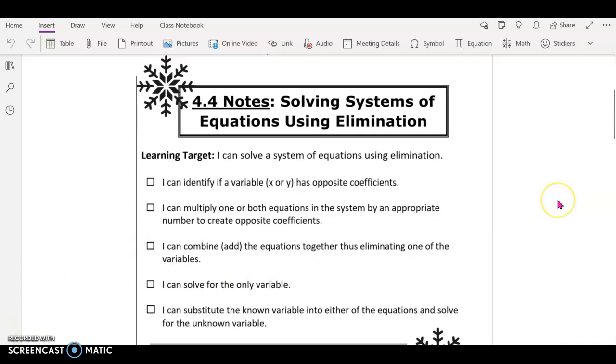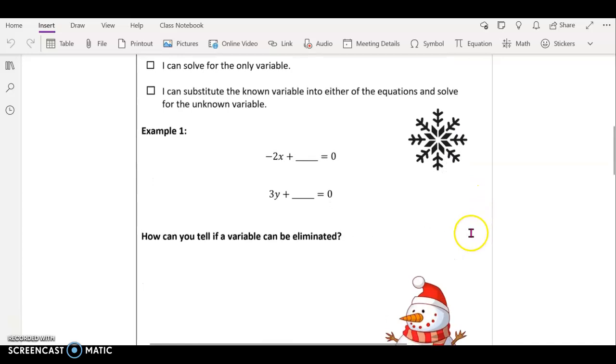So here's our learning target for the day. We're going to be able to solve using the elimination method. So that's the part that's different. We're using a different method. And this time it's going to look a little different. We're still going to do it algebraically like substitution, but we don't have to substitute as much, and you'll see why. Okay? So let's go down and look right here at example 1.